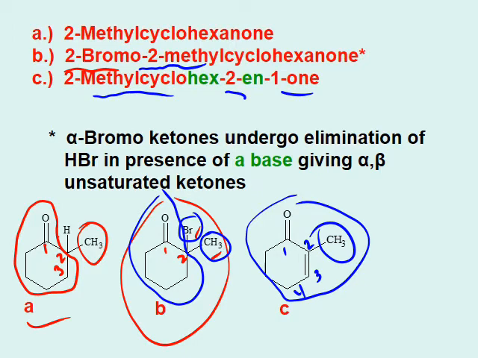Now here we also wanted to remind you that alpha bromo ketones undergo elimination reaction because Br is a good leaving group, and we discussed that in the last slide. And you get an alpha beta unsaturated ketone. This is what you see here. This is an alpha beta unsaturated ketone.